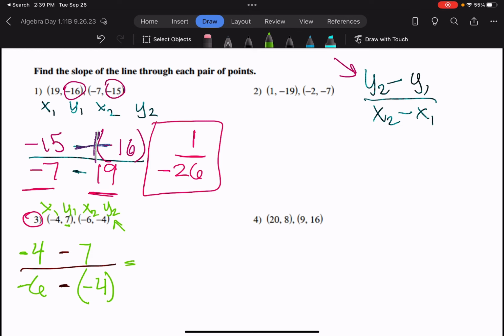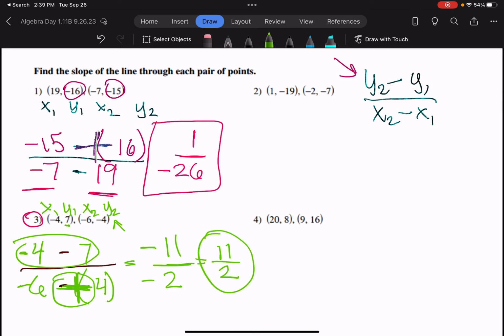So now I have two negative numbers, and I can combine those and make negative 11. And then over that, we have negative 6. This is going to become a plus. So negative 6 plus 4 is going to leave me with negative 2. Now I have a negative over a negative. Remember, a negative divided by a negative gives us a positive, so we can convert this to positive 11 over 2.